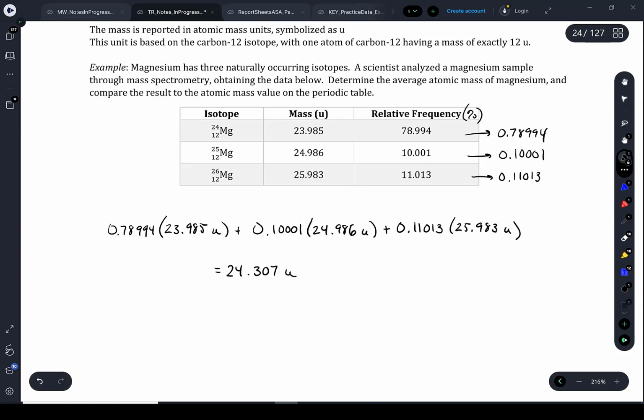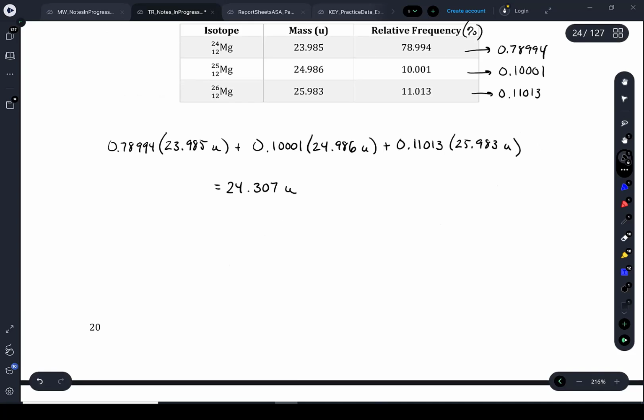And u, which again is atomic mass units, is the average mass of a single potassium or magnesium atom. Any questions? You all had better be nice, or I'll give you one of these with 10 isotopes to do. Okay, so no, I'm not going to do that. That would be kind of pointless.